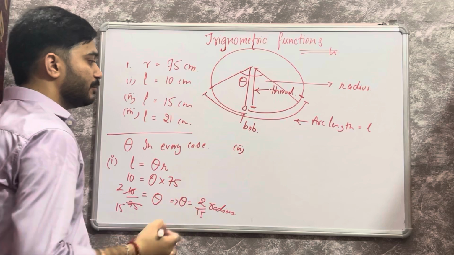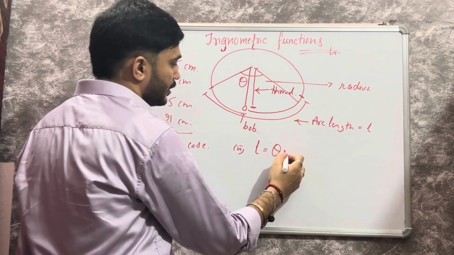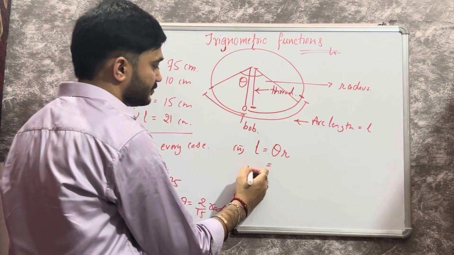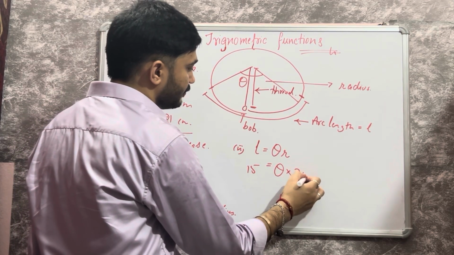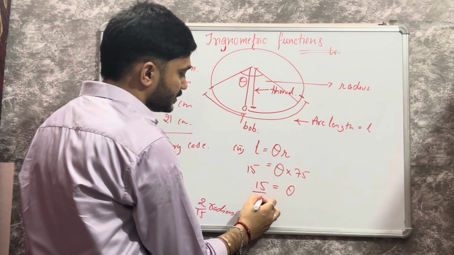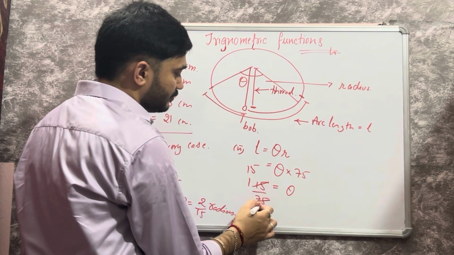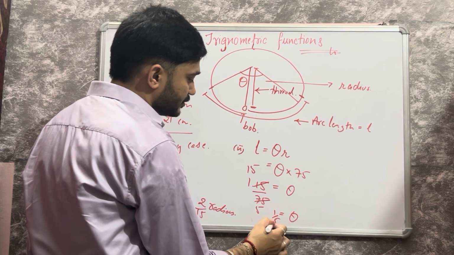Moving on to the second part. Here L is equal to theta R. L is given as 15 and theta we don't know, but R is given as 75. So the theta will be 15 upon 75. 15 ones are 15, 15 fives are 75. So the theta will be 1 upon 5 radians.